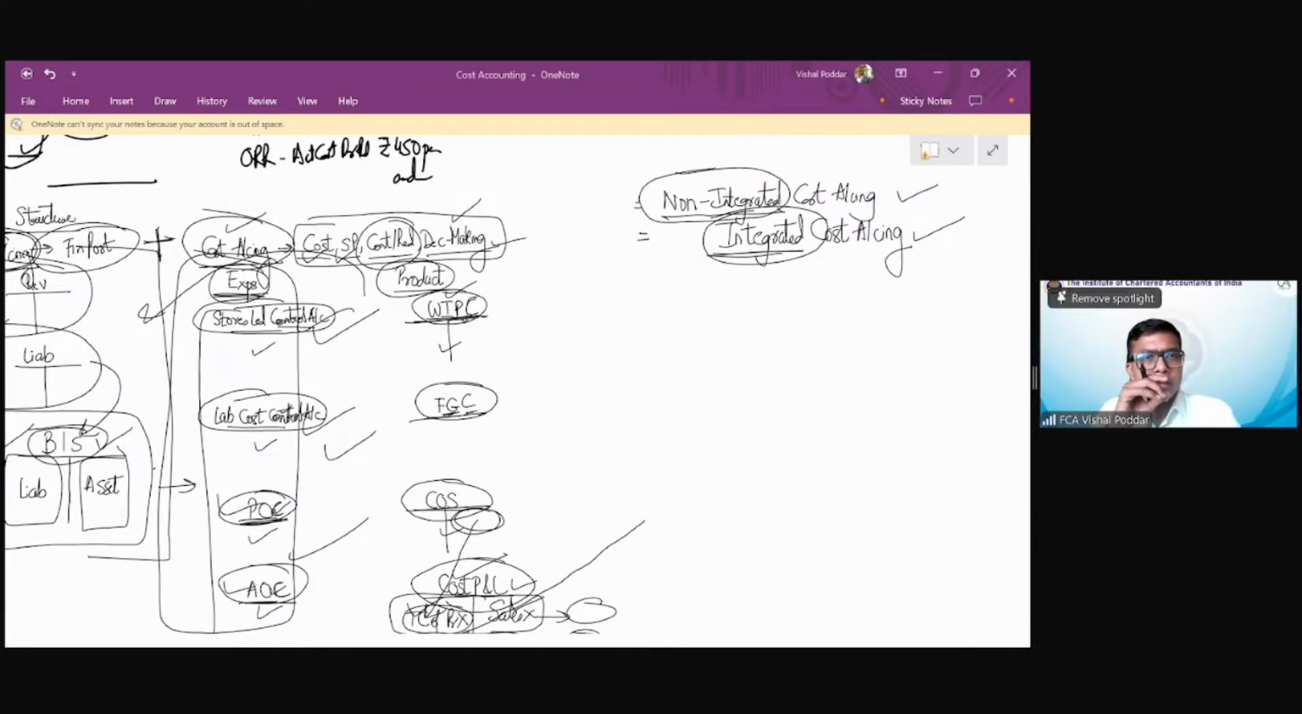Bunny Preet is asking, sir, is there a possibility that the same expense may be recorded twice in integrated? No, but I will see the recording. You'll get your answer. Sir, can you give a question which covers these registers and ledgers?